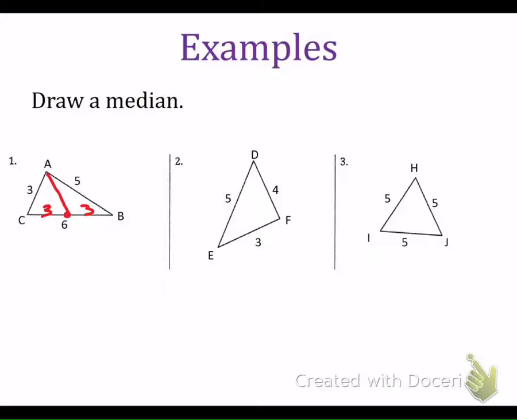So you just have to draw one median in each of these triangles. We pick any side we want and split it. Usually you're given the median, but if it says draw a median, pick it, draw it. On the next one, I'm going to do DF because, again, it's an even number. So what's half of 4? 2. So I'd have 2 here, 2 here, and then I'd connect.